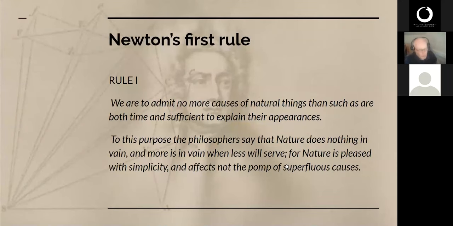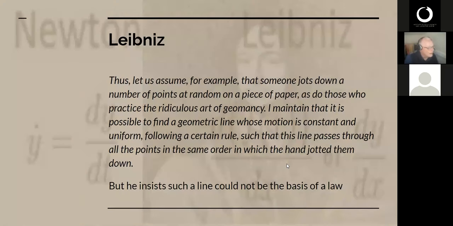So let's go back to what Newton was saying as the first rule of natural philosophy. He says that we are to admit no more causes of natural things than such as are both true and sufficient to explain their appearances. To this purpose, the philosophers say that nature does nothing in vain, and more is in vain when less will serve, for nature is pleased with simplicity and affects not the pomp of superfluous causes. So this is the keep it simple principle, the Occam's razor principle. He is referring back to people like Occam when he says the philosophers say that. Leibniz is saying the same thing at the same time.